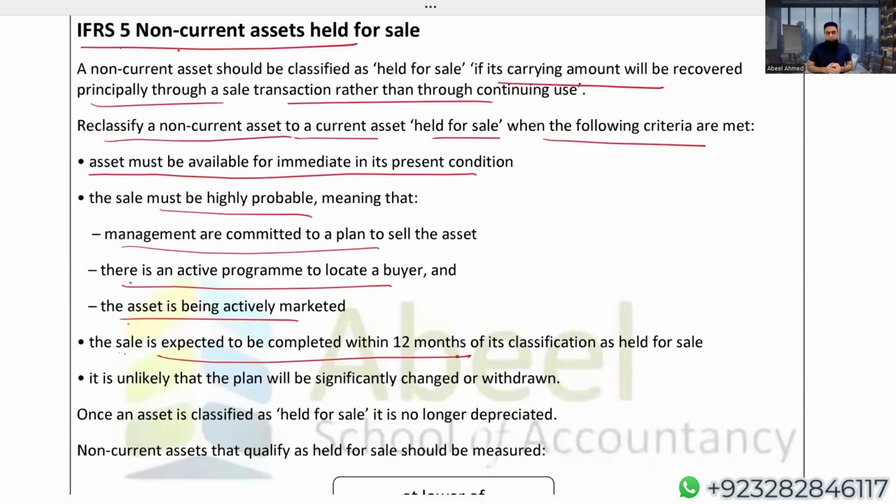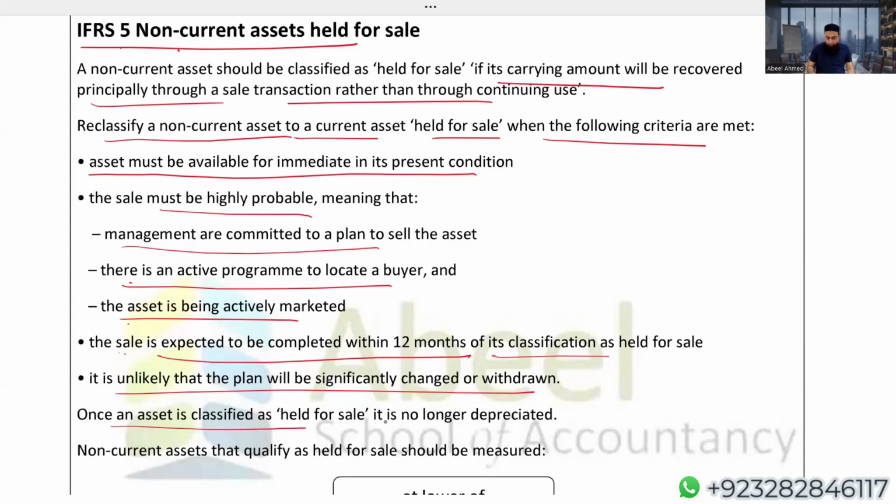This is the meaning of highly probable: after applying IFRS 5, your asset will be sold within 12 months of its classification as held for sale, and it is unlikely that the plan will be significantly changed or withdrawn. This relates to a company, and these big decisions are not made by one manager. These big decisions are made by the BOD. Once they have made the decision that we are going to sell XYZ property, plant and equipment, it is highly unlikely that the plan is going to be changed. So it means the company is going to sell that asset once they have made this decision.